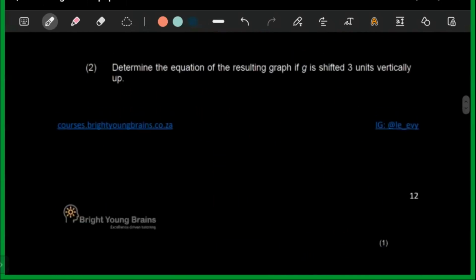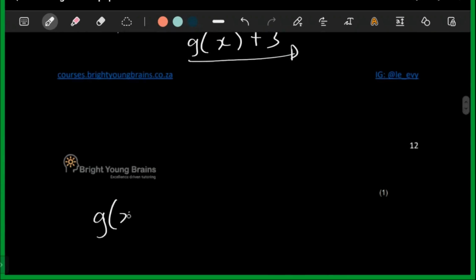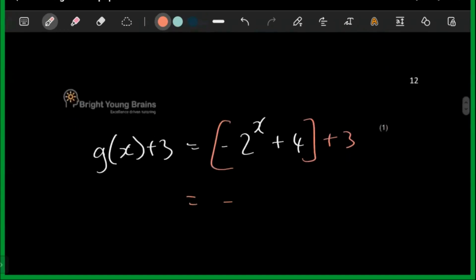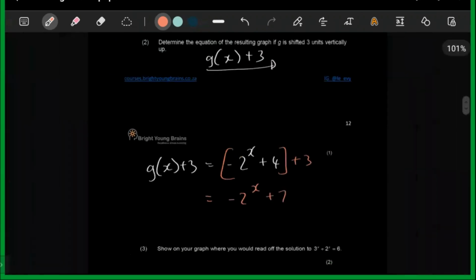So let's see here. Question number 2 says, determine the equation of the resulting graph if g is shifted 3 units vertically up. So if the graph of g is moved 3 units vertically upwards, the equation of g, you're going to add 3 to it. If you add 3 to it, it means you have -2 to the power of x plus 4, the whole thing, you're going to add 3. So here you can have -2 to the power of x plus 7. That's going to be the new equation of your graph.